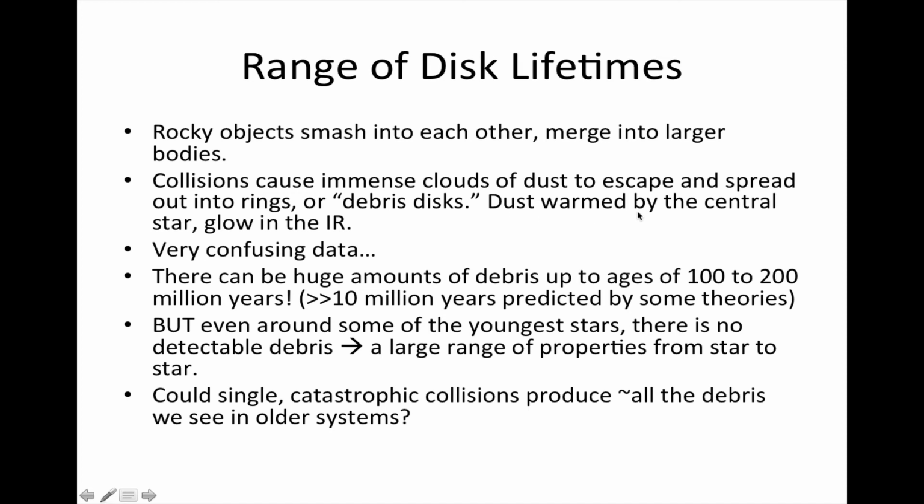And certainly what's going on is that you have the dust that's warmed by the central star, which is what's glowing in the infrared. But the fact that there's huge amounts of debris in these disks up to the age of even 100 to 200 million years, it's just really confusing because theory is predicting about 10 million years. So why do they still have big disks 10 times later than that? It's really confusing. And the fact that even some of the youngest stars have no debris, it's really confusing. And so there's a very large range of properties from star to star. Why are some stars different than others? It's really not clear. And some people have begun to suggest that maybe you have just single, humongous collisions that produce all the debris that we see in some of these older systems.